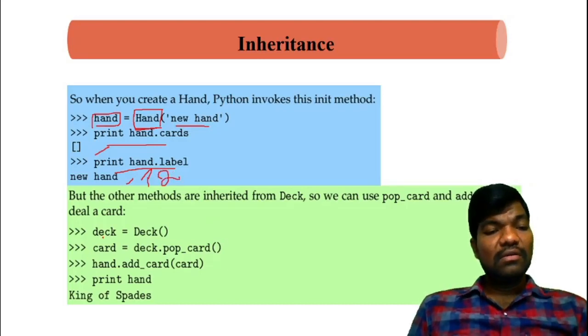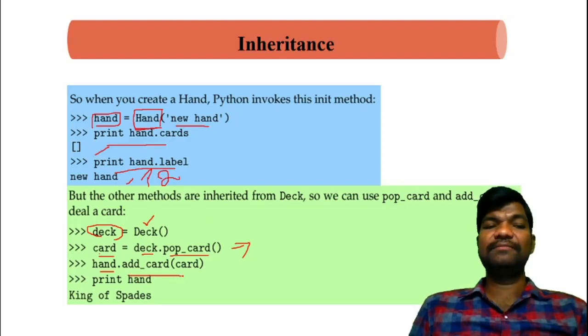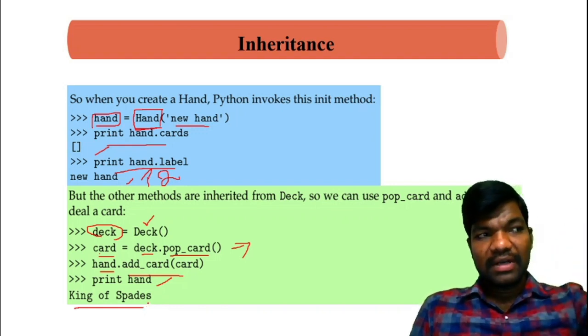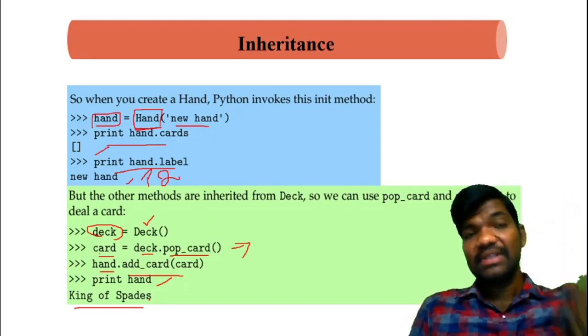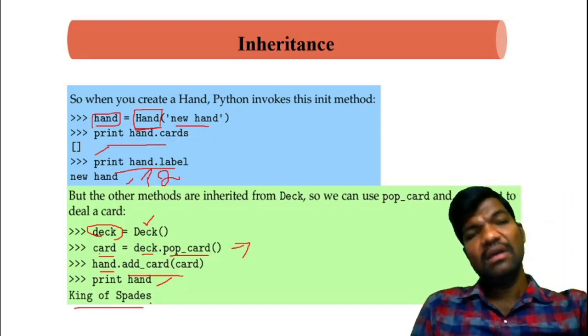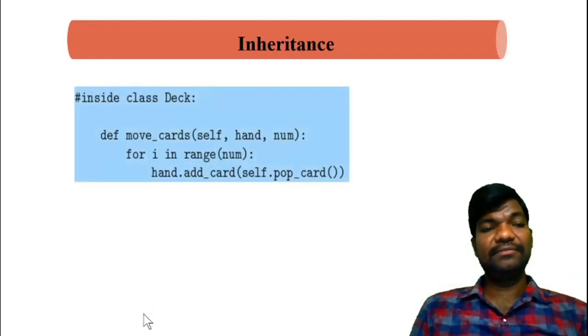Right? So we create one object by using the Deck class. Card equals, from the deck object I am deleting a card, and in another hand I am adding the card. So print the hand. So what is that? King of spades. So when you release the card from the deck, the other hand will receive the same card. That is how inheritance works.